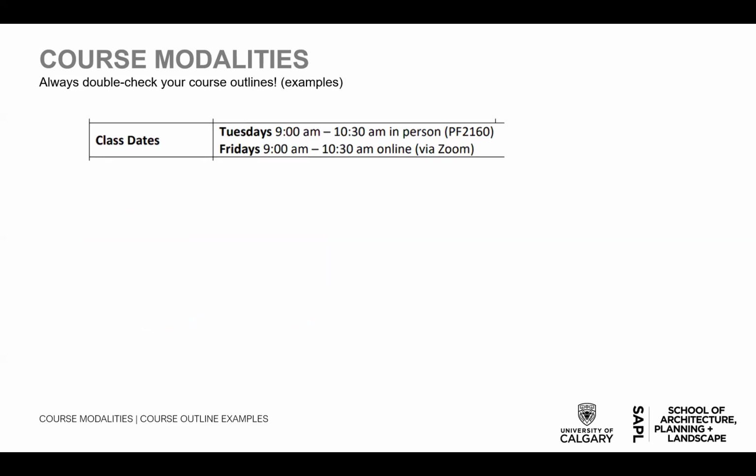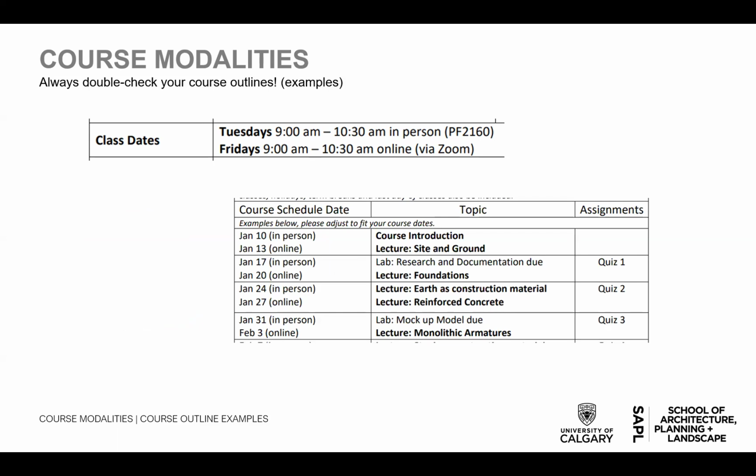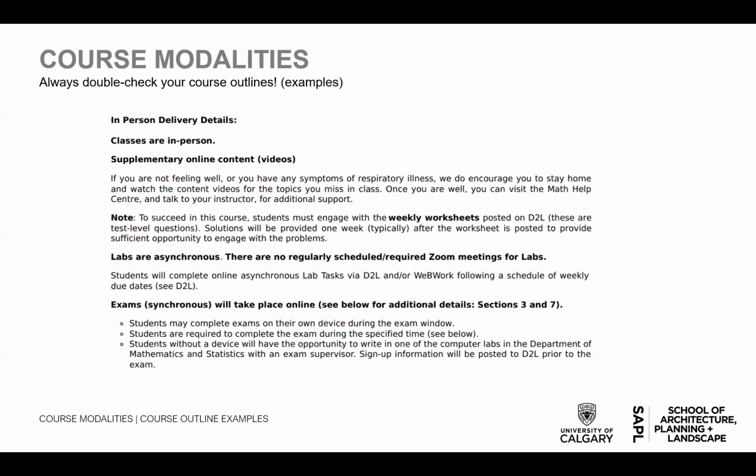This first example is a section of a course outline that shows times and locations for the course. The second example is a section of the course outline that breaks down the date and location of the course. Here's another example pulled from another course outline. You can see here that the classes are in person, while the labs are asynchronous, web-based, and there are associated due dates of when the student needs to submit their materials by.